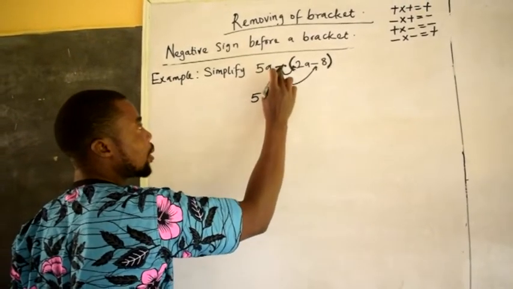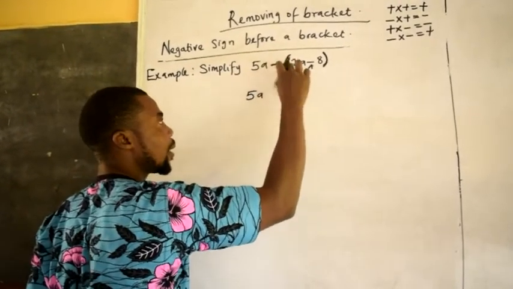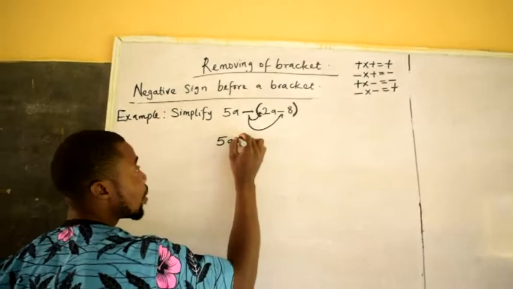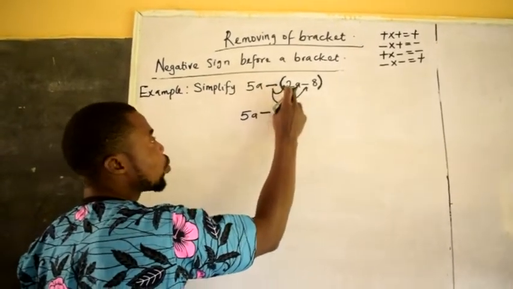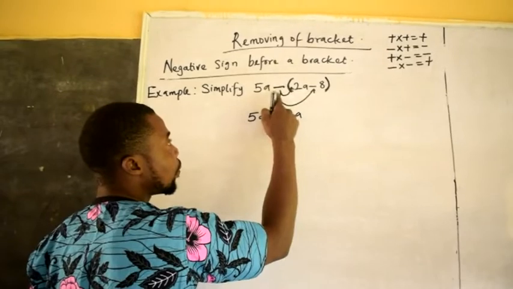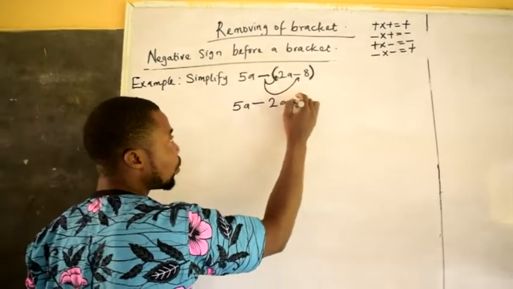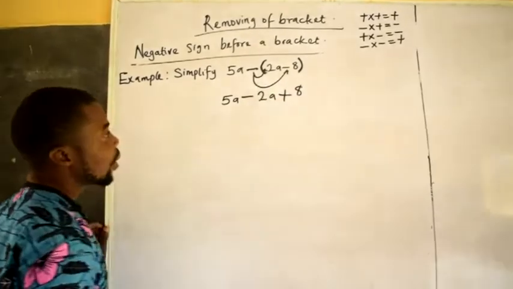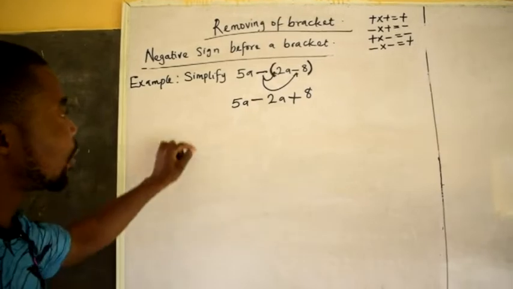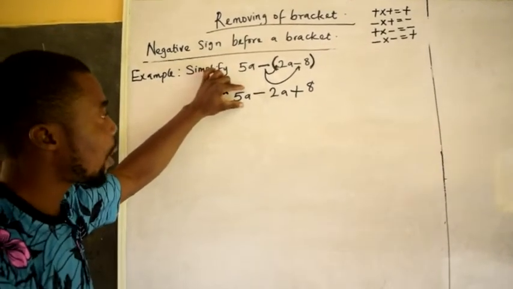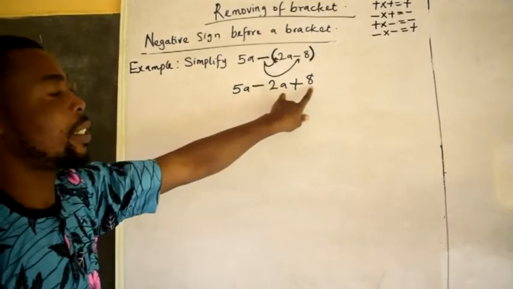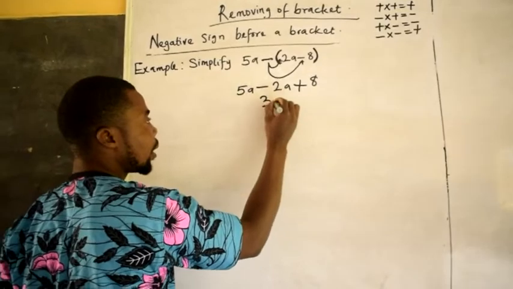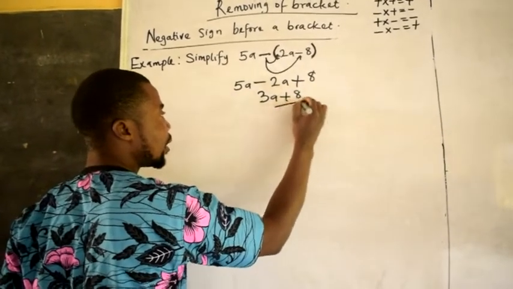5a, minus will multiply the invisible plus. Plus, minus times plus is minus 2a. You write 2a, followed by minus times minus, which will give us plus 8. After that, you can now add 5a, this is a, this is a, this is a number. 5a minus 2a, that is 3a plus 8. That is the final answer.